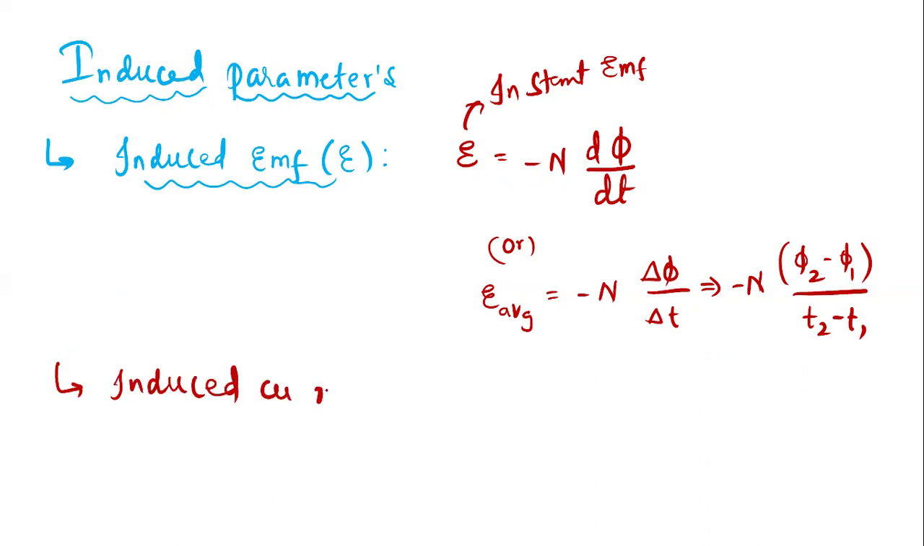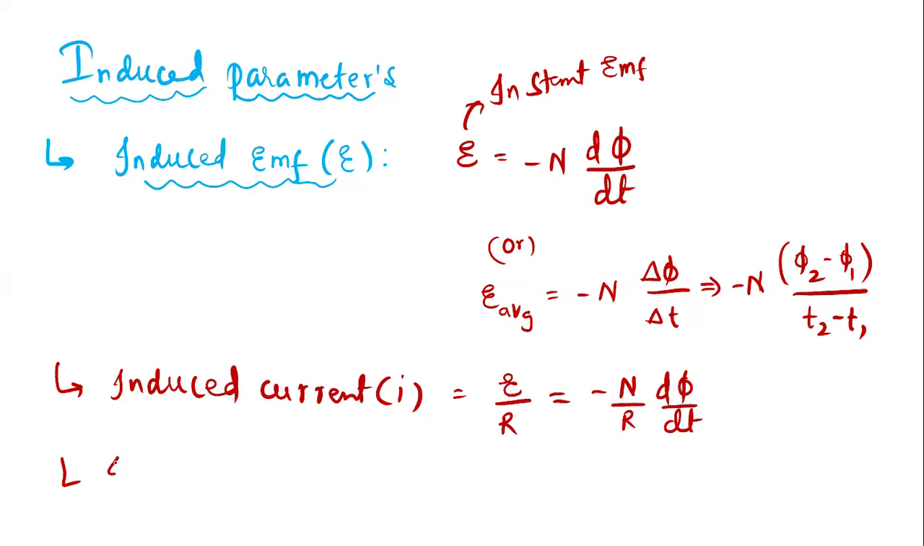Next, the second parameter is induced current. What is the induced current here? Simple. Whenever you generate an EMF, if you divide it by the resistance, it will become the induced current. So the formula becomes minus n divided by R, times the change in flux divided by change in time. Yes or no? Note down. Next, induced charge is also there.